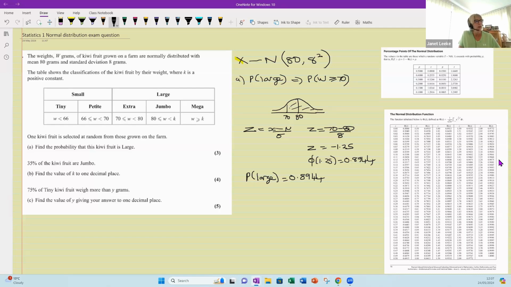Now, the next thing that we need to find is part B. We're going to find the value of K. Now it says 35% of the kiwi fruit are jumbo. So here's jumbo between 80 and K. So I'm going to do another quick sketch.